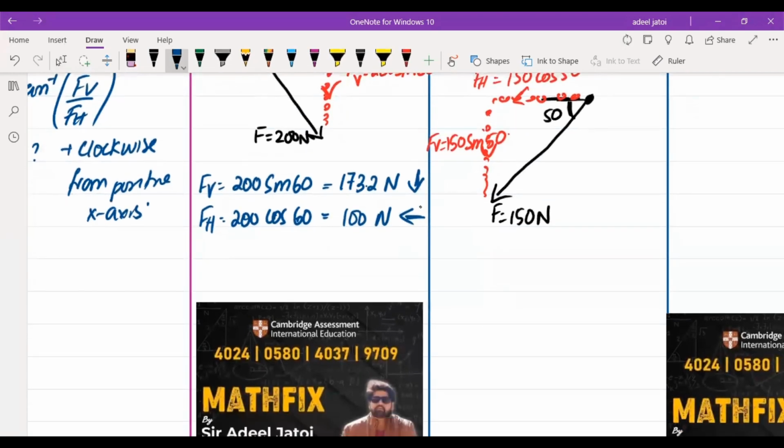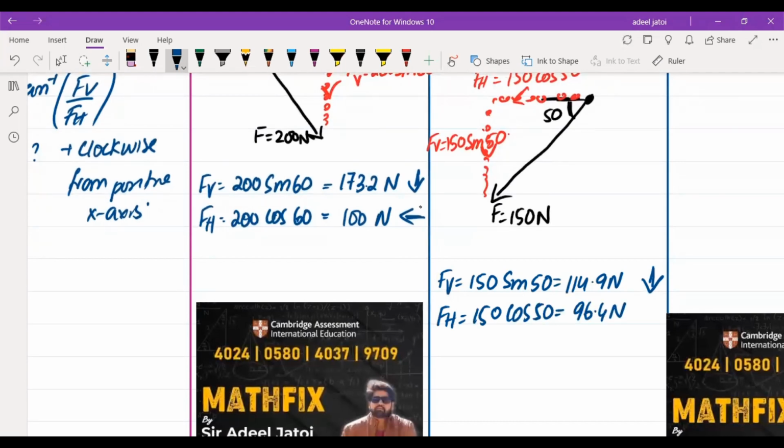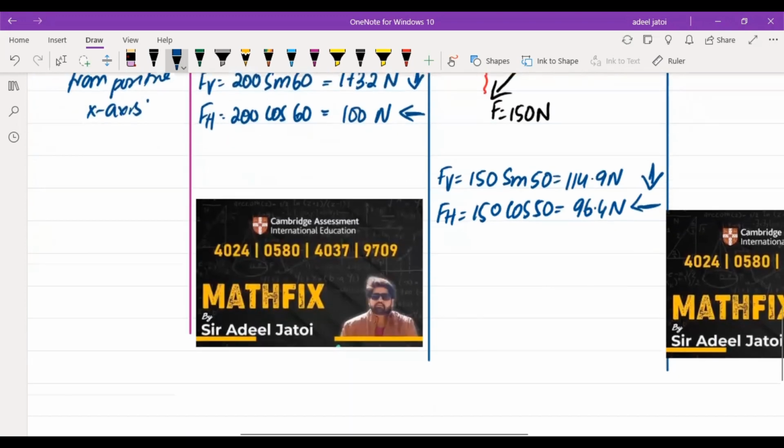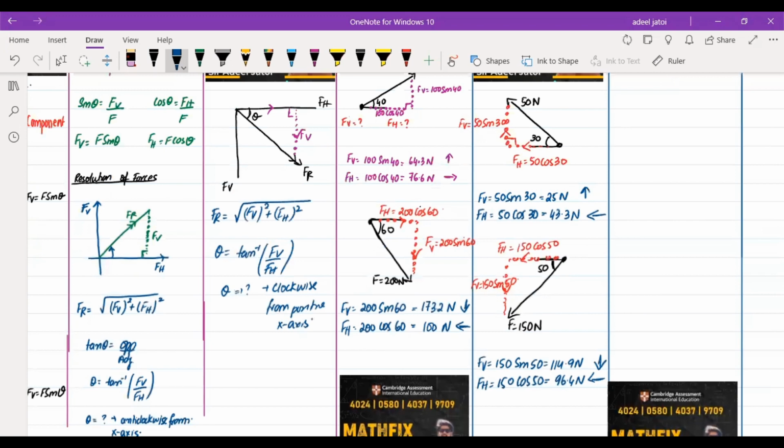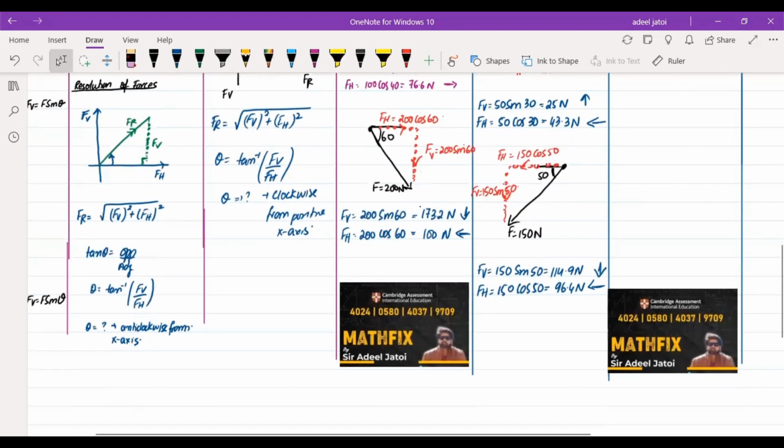So FV is 150 sine 50, which is 114.9 Newton, vertically downwards. And FH will be 150 cos 50, which is 96.4 Newton. This acts horizontally on the left. So these were the four different examples of solving the forces using the force and the theta given to it.